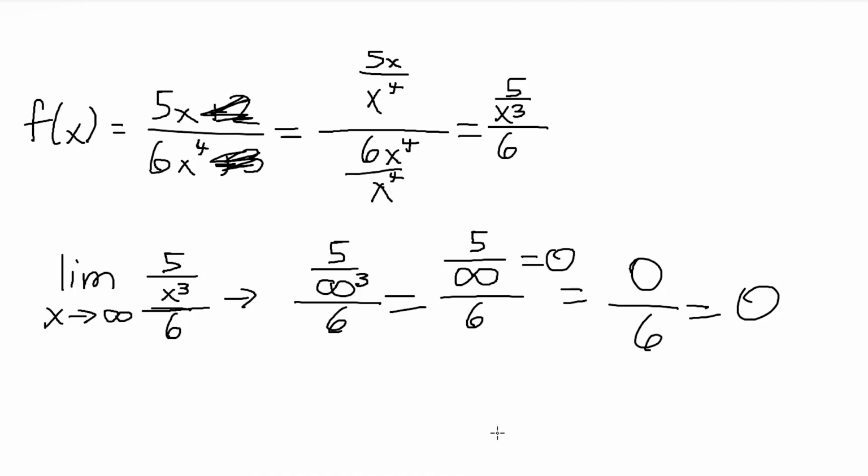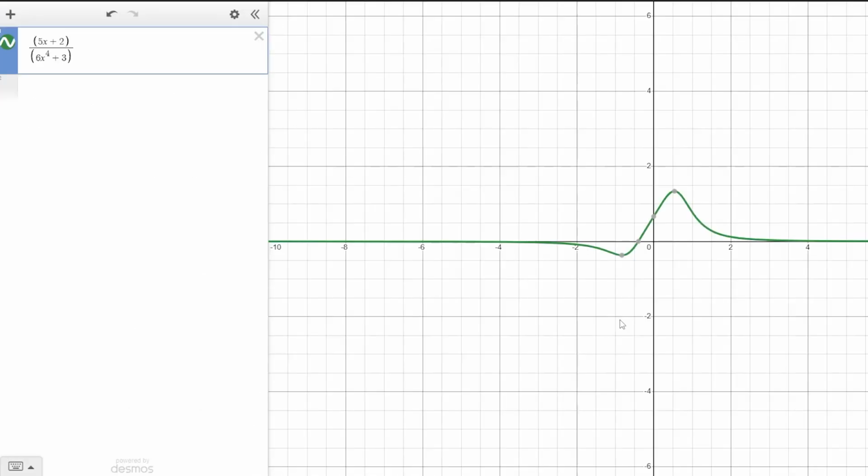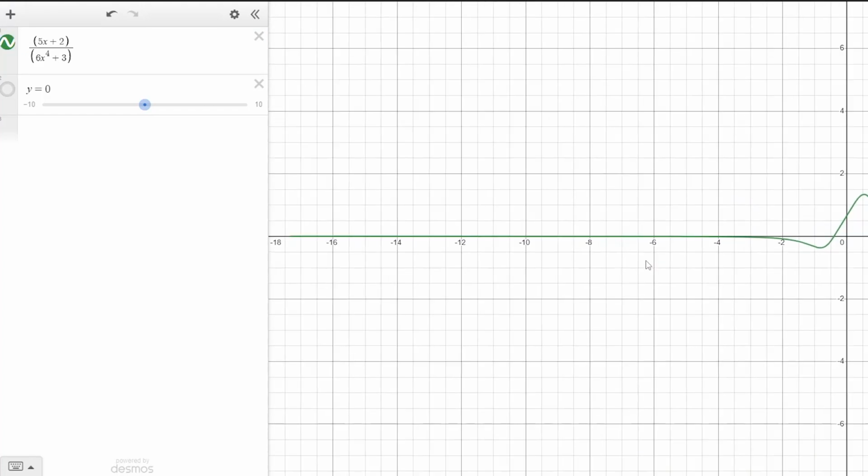So we found the limit. And of course, the horizontal asymptote is the limit. So that is y equals 0. So I've just graphed it right here, and then I can also put in the asymptote right there, and we can see that the asymptote is indeed at y equals 0. Can get rid of that, and you will be able to see a bit easier. It gets so close to 0, but it never reaches it.